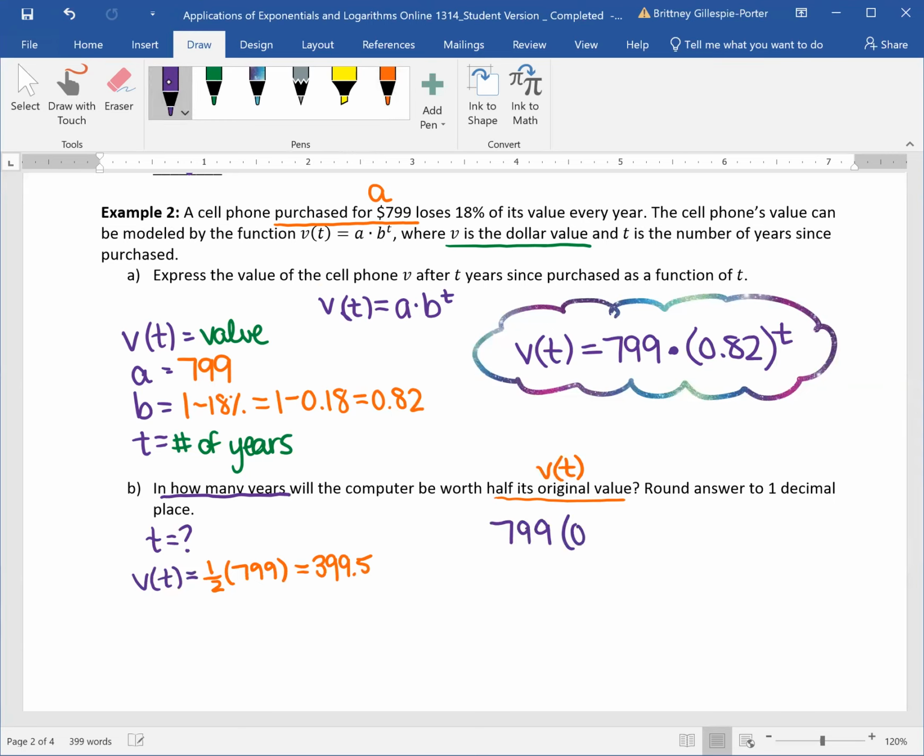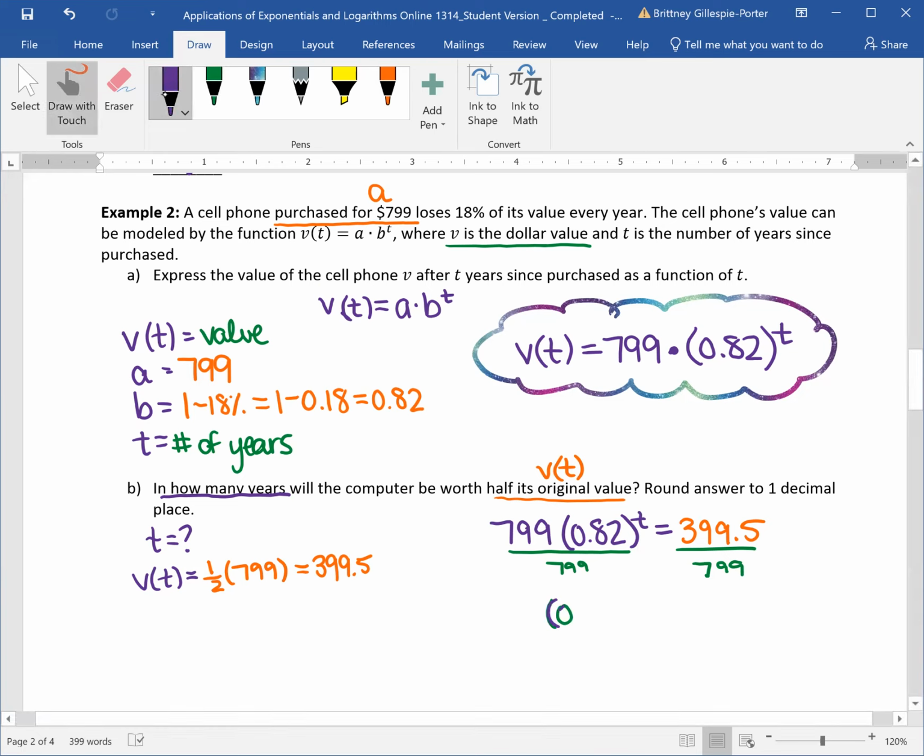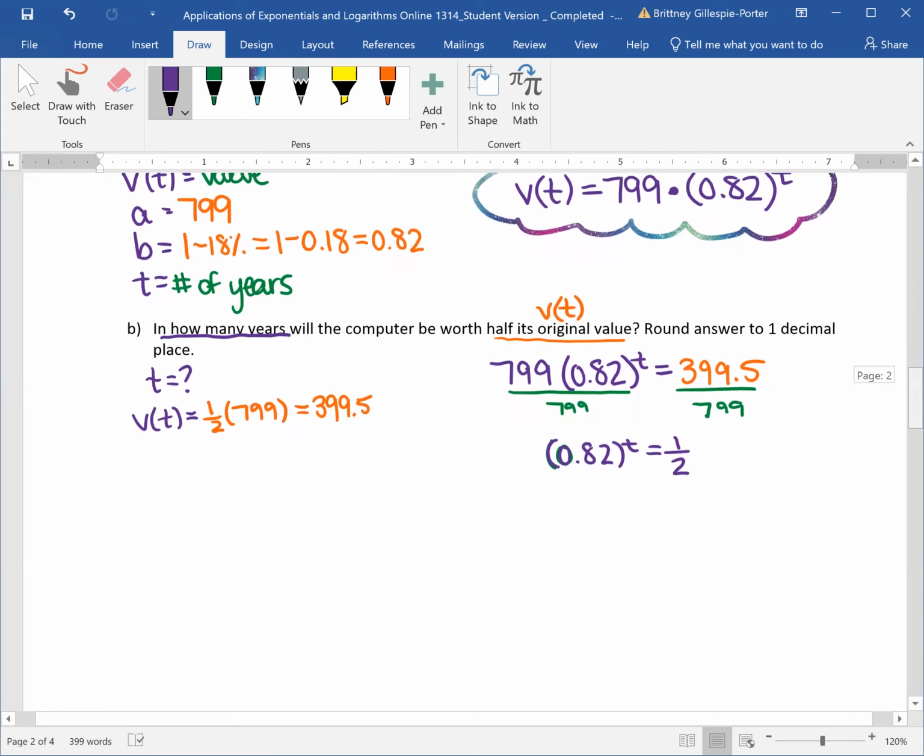When we solve this, we have an exponential equation, which means we need to get the exponential piece by itself before we do anything else. So we're going to divide both sides by the 799. When we do that, we get 0.82 raised to the t equal to 1/2. We have an exponential equation, and we know it's an exponential equation because our variable is being held hostage in the exponent.